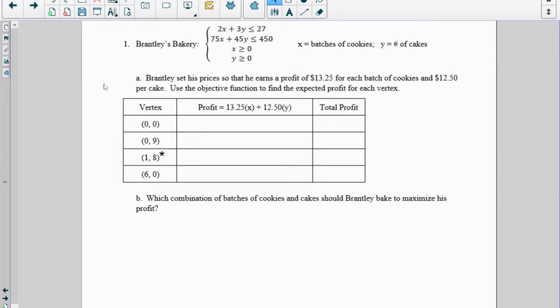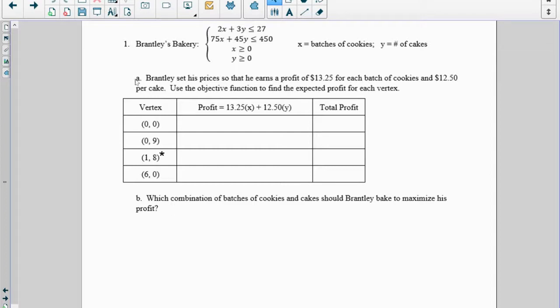So just to recap, Brantley's Bakery, we came up with these inequalities last week. The first one was because he had 27 cups of flour to work with. The second one, he had 450 minutes to bake. And then the x is greater than or equal to 0 just means the batches of cookies can't be a negative number. And then the last one was also just saying that the number of cakes cannot be negative.